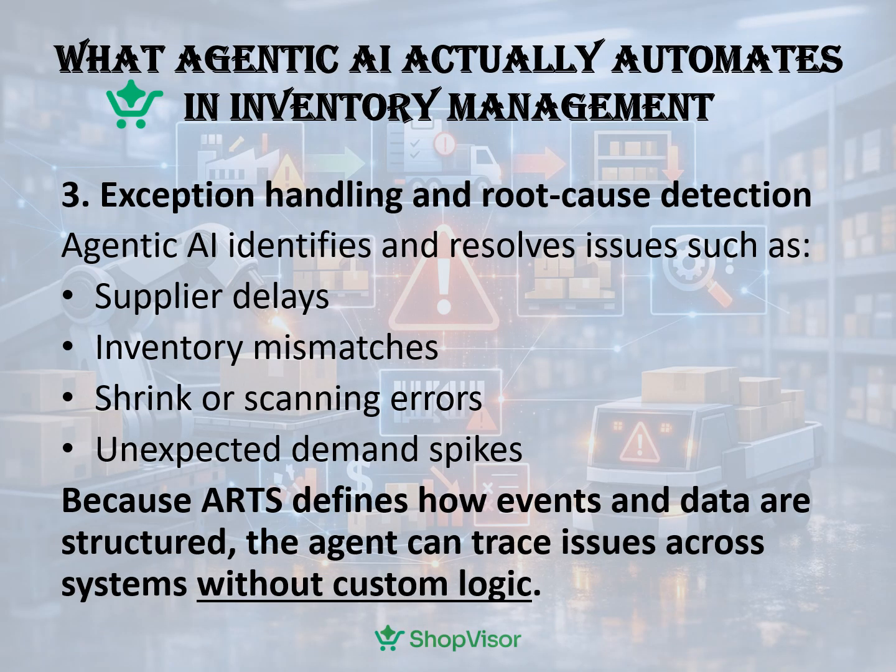Step 3, exception handling and root cause detection. Oh, you want to know about problems as soon as you can. Agentic AI identifies and resolves issues such as supplier delays, inventory mismatches, shrink or scanning errors, and unexpected demand spikes. Because ARTS defines how events and data are structured, the agent can trace issues across systems without specialized custom logic.